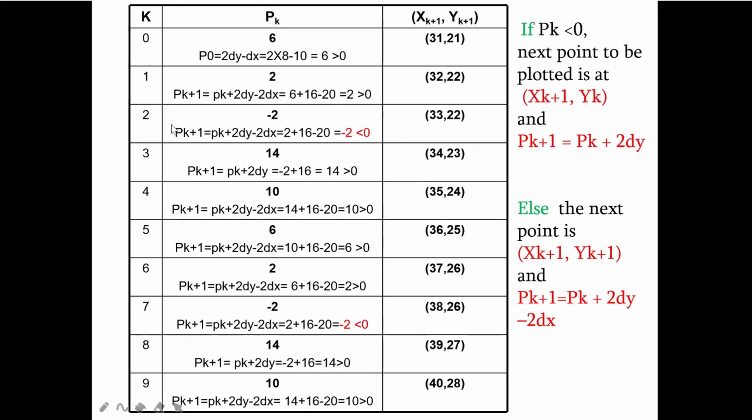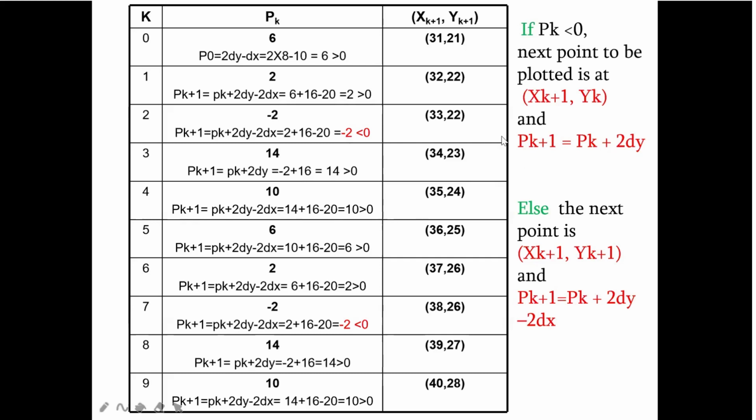Now the next one. Here again I have to find p(k+1); which formula will I use? As I'm already in my else part, I will use this formula: p(k+1) equals pk plus 2dy minus 2dx. What was my previous pk value? I got 2. I have written here 2 plus 2dy minus 2dx, similarly 16 minus 20. When I calculated, I got minus 2. So this minus 2 is less than 0 or greater than 0? It is less than 0.